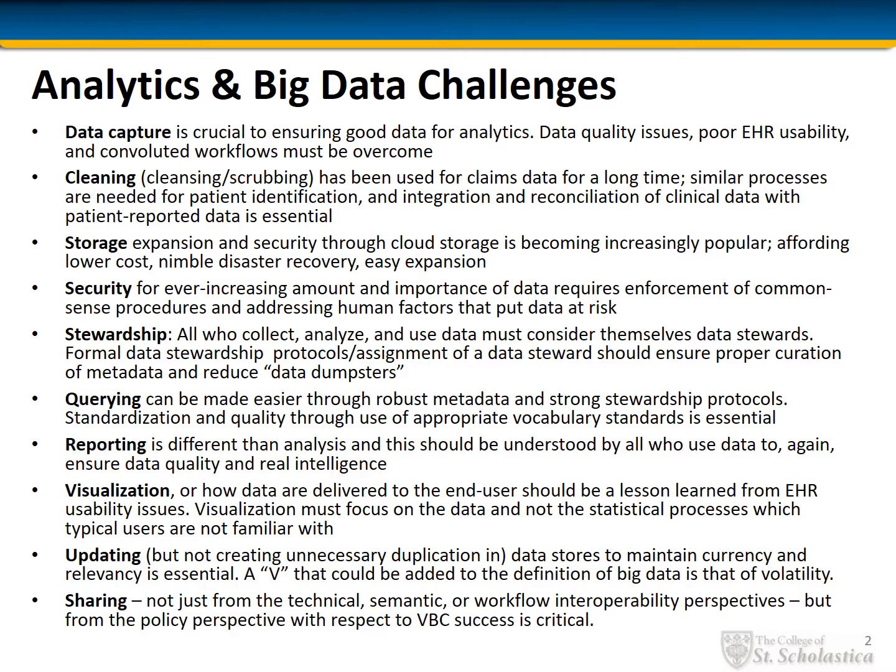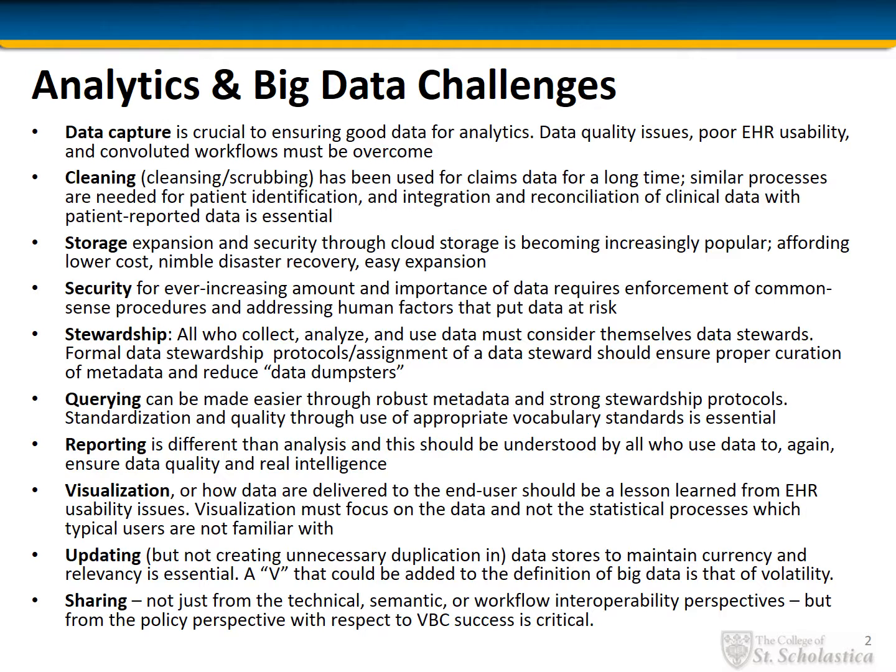Reporting is different than analysis, and this should be understood by all who use data to, again, ensure data quality and real intelligence. Visualization, or how data are delivered to the end user, should be a lesson learned from EHR usability issues. This visualization must focus on the data and not the statistical processes which typical users are not familiar with and really don't care about. They want to know what the answer is. What's the real meaning to this data that I'm looking at?